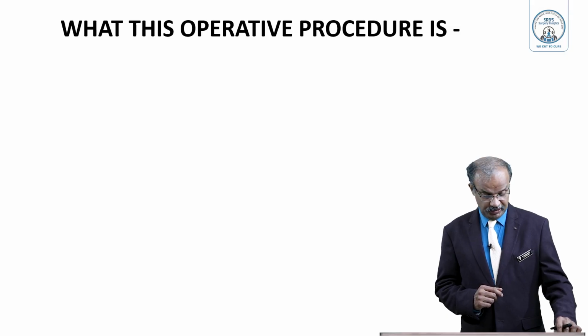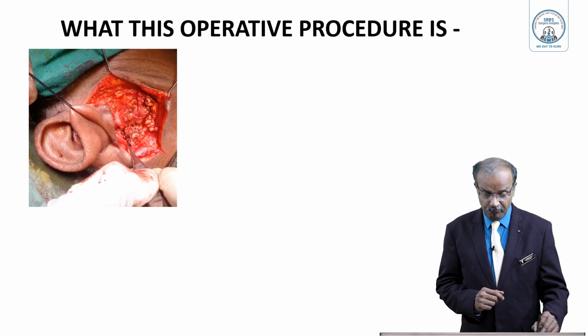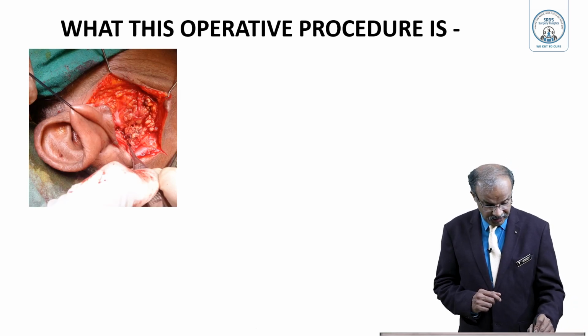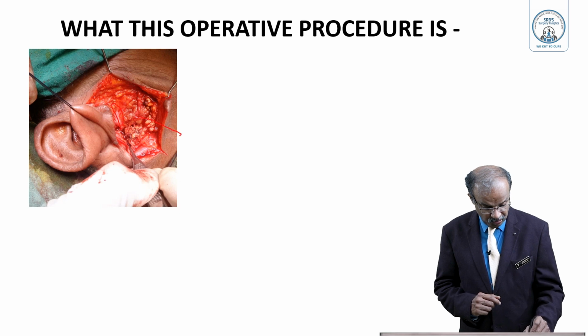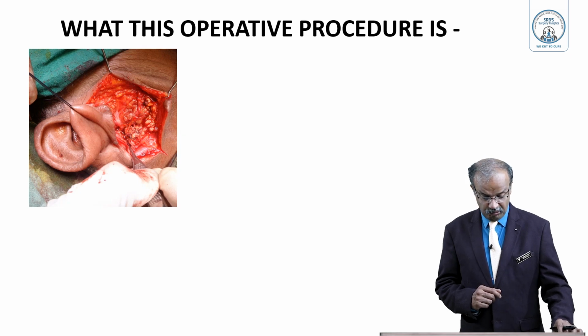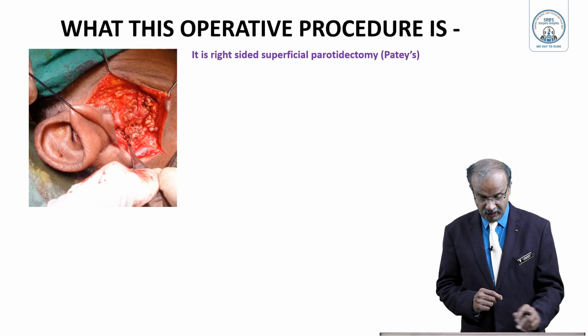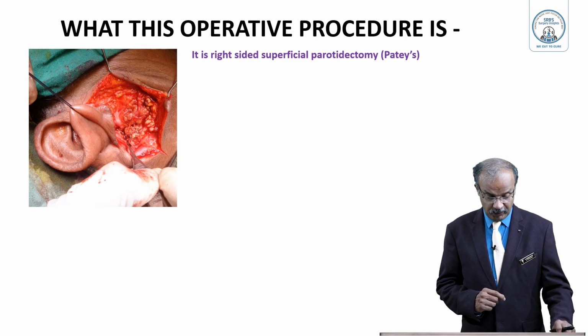Just see what this operative procedure is. You can see here the ear lobule is hooked up. You can see the incision here. Skin hooks are raised above. I can see some small branches here, and some glandular structures. So what is this operative procedure? It is a right-sided superficial parotidectomy, also called Patey's operation.